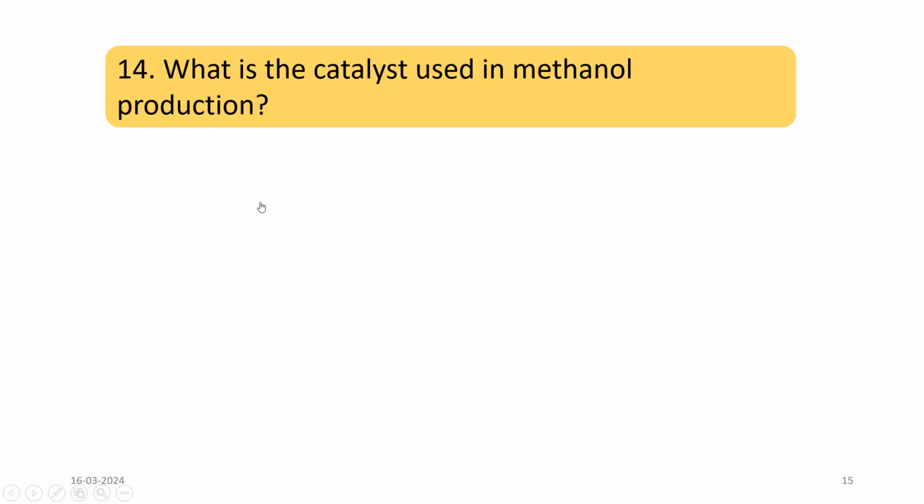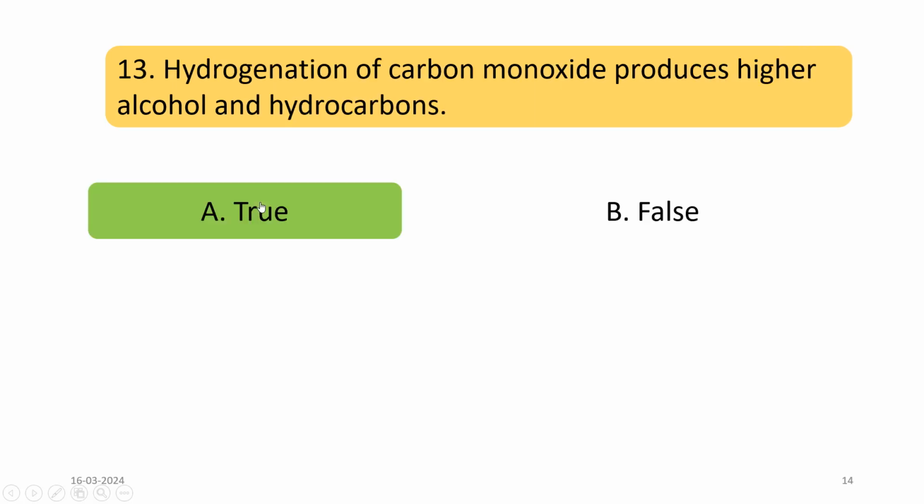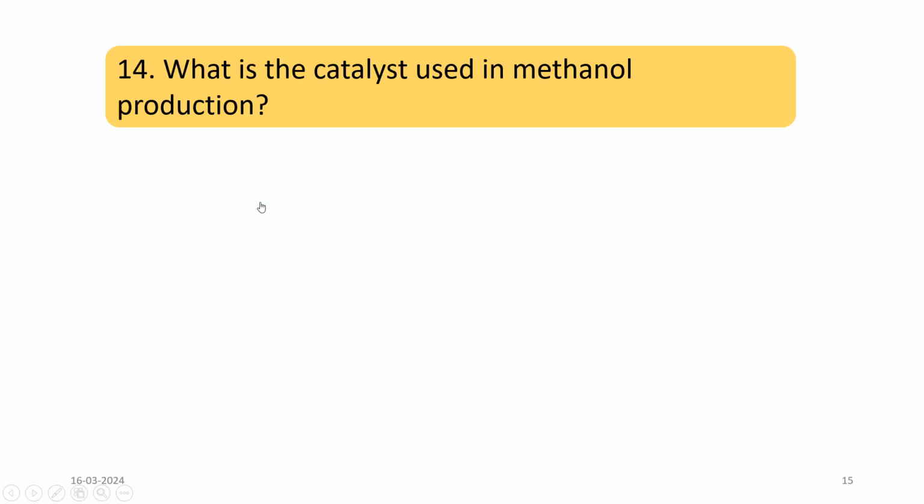Next question is, what is the catalyst used in methanol production? For methanol formation, copper-based catalysts are used. The particular catalyst used here is Catalco 51(1). Okay, so it has three components.